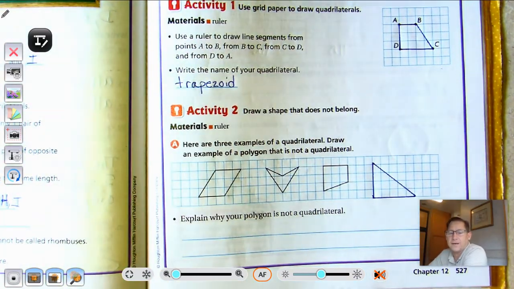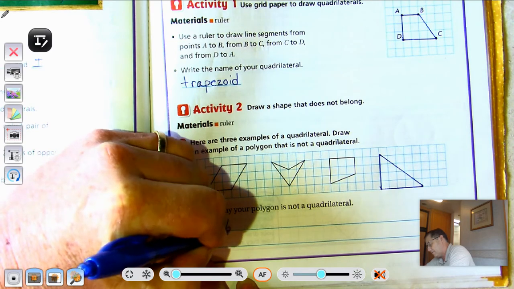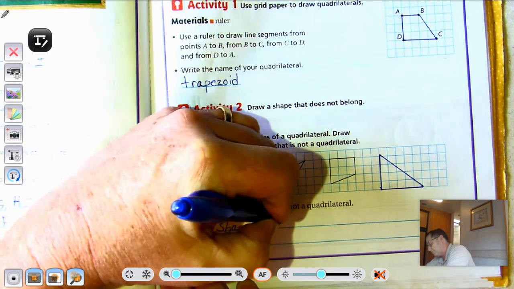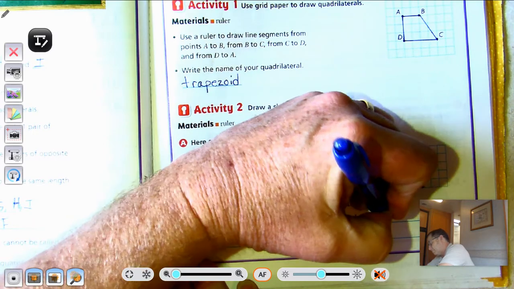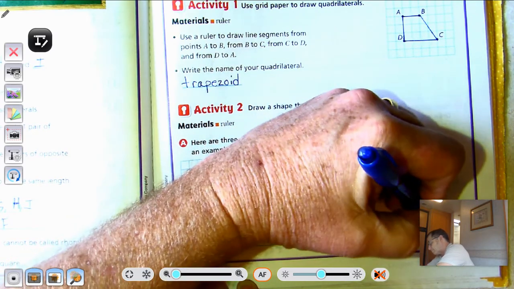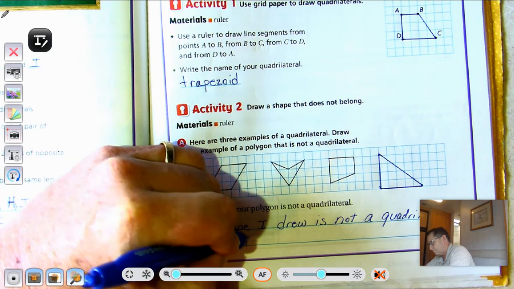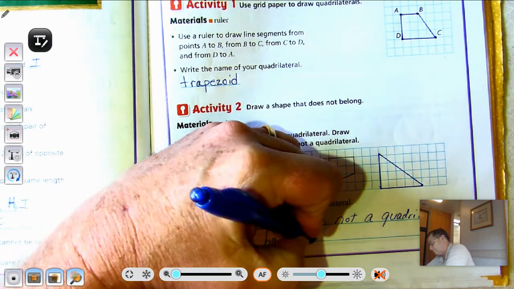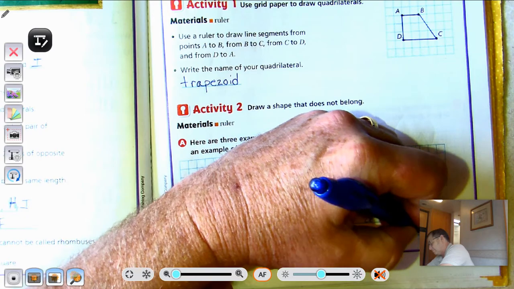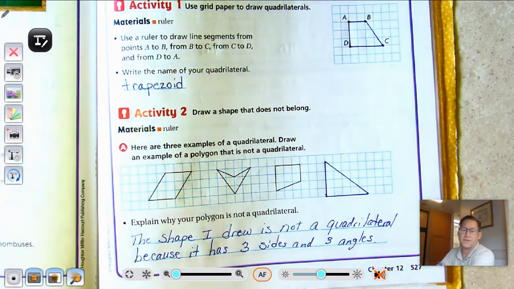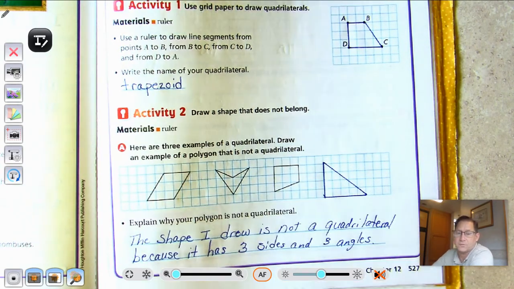And explain why your polygon is not a quadrilateral. The shape I drew is a non-quadrilateral because it has three sides and three angles. Quadrilaterals have four sides and four angles.